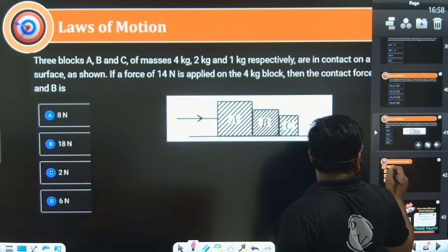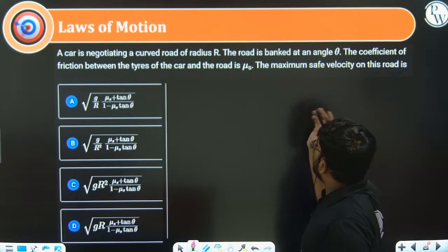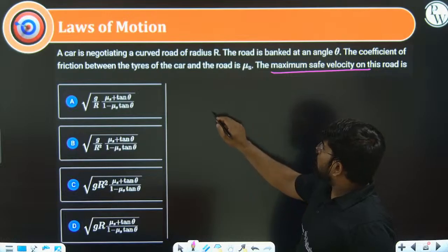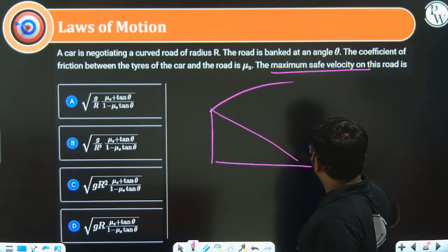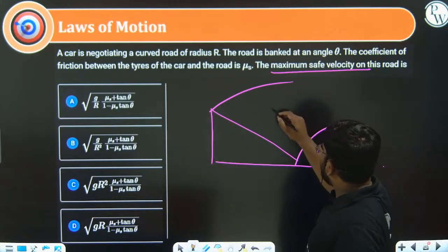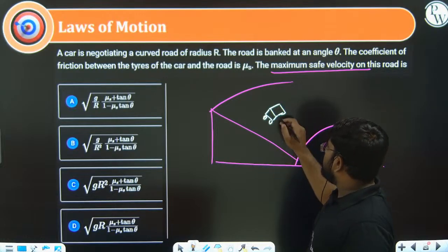Again we can see that the questions are very easy questions. We have the remaining two questions I have taken here. What is the maximum safe speed? So this is a banked road. In the case of banked roads, if your circular path is there and you are moving on the circular path, what is the safe speed we have to maintain for the car?